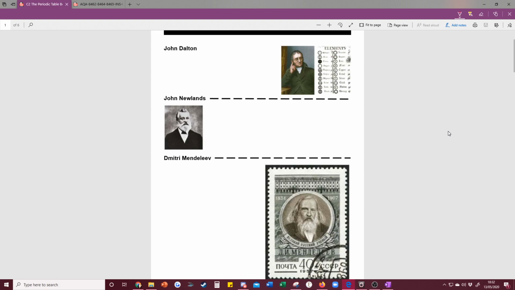So the first person, well, he probably isn't the first person to try, but the first sort of major breakthrough in terms of organizing the elements was a man named John Dalton. If you have a really good memory back from Key Stage 3, you would have talked about John Dalton before. He's sort of known as the father of chemistry.